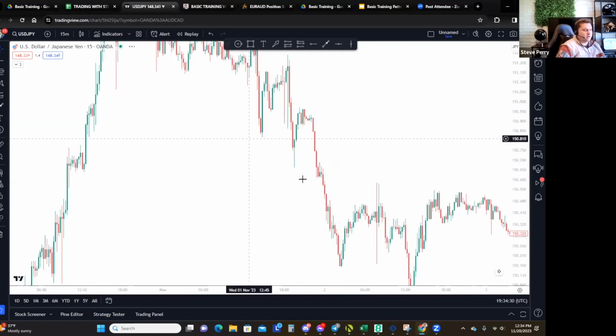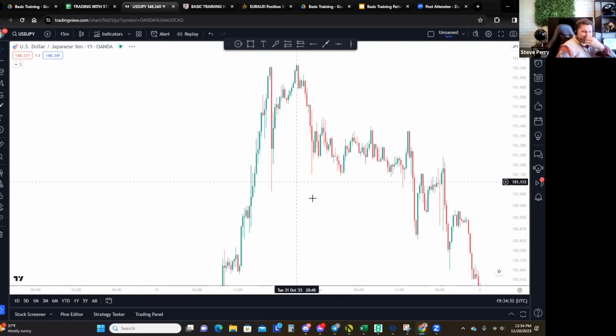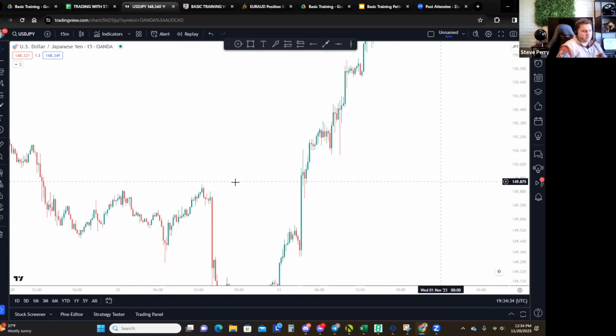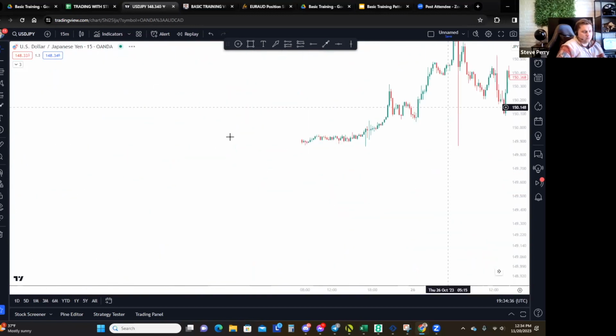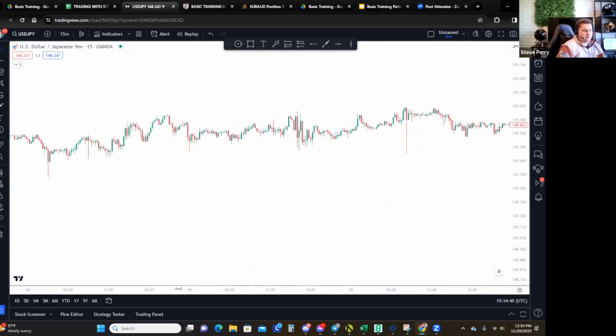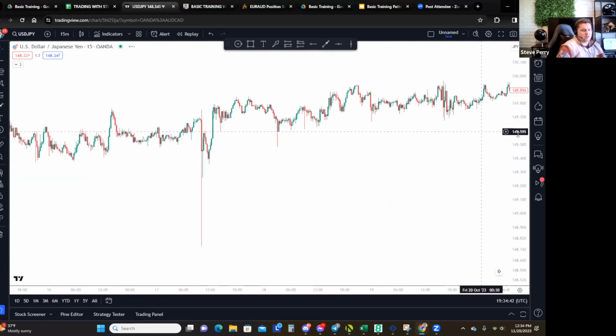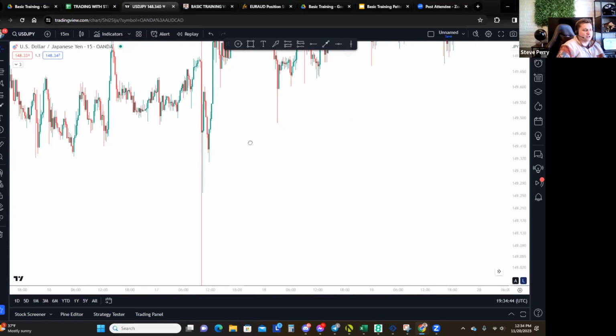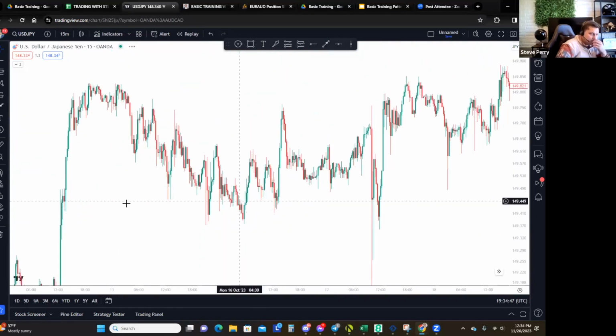Still trying to find a symmetrical triangle. And again, I'm passing tons of patterns right now, just so you guys know. It's not that I'm not finding patterns. I'm just looking for a specific one to show you guys.